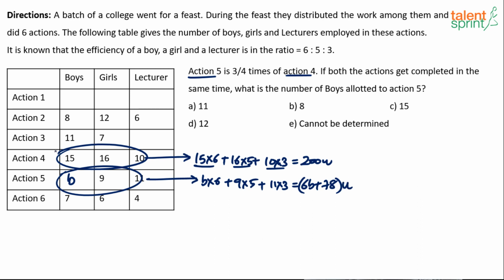So we know how much the groups can do per day. This group can do 200 units per day, and this group will do 6B plus 78 units per day. Now what else do we know? We know that Section 5 is 3/4 times Section 4. Section 5 is 3/4 times Section 4, but both the sections get completed in the same time.